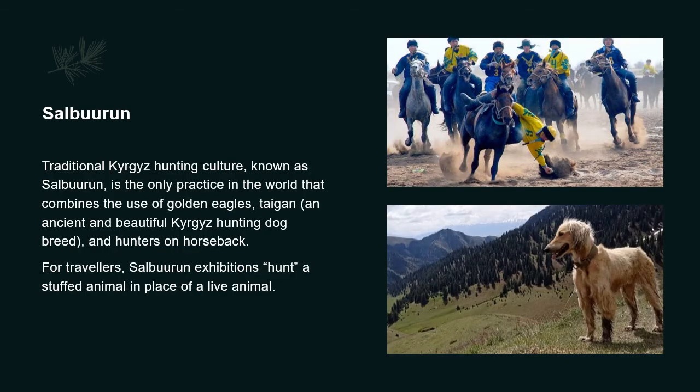The Salburn. It's a traditional Kyrgyz hunting culture, and this practice in the world is combined using golden eagles and the taigan, which is the dog that you see here on the right, an ancient and beautiful hunting dog, and the hunters are on horseback. For tourists, the Salburn exhibitions hunt a stuffed animal instead of a live animal.